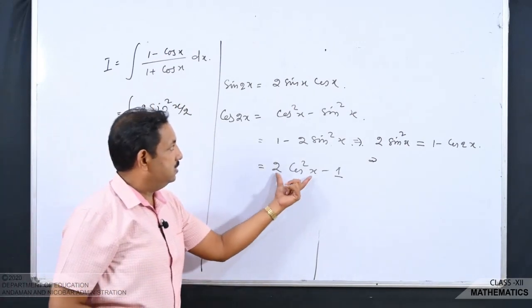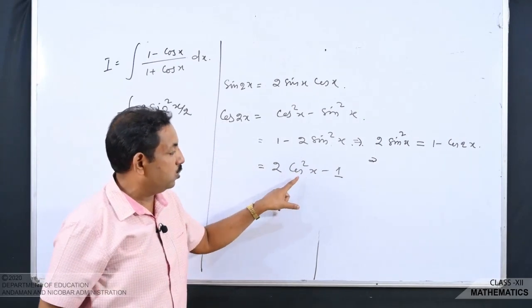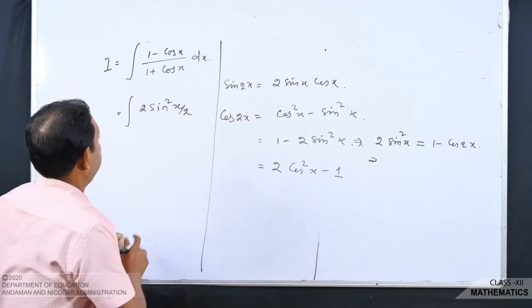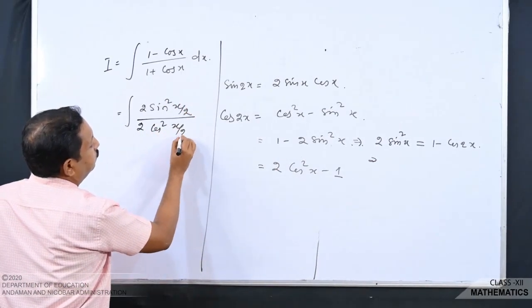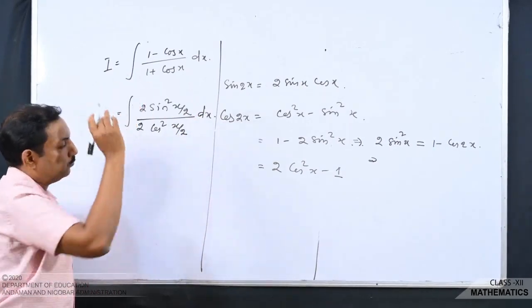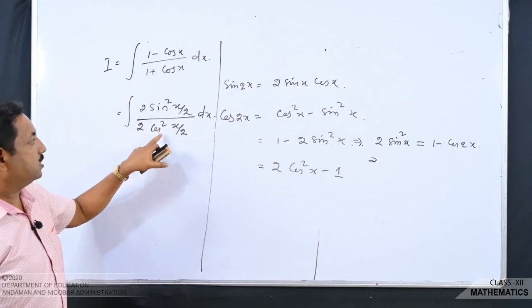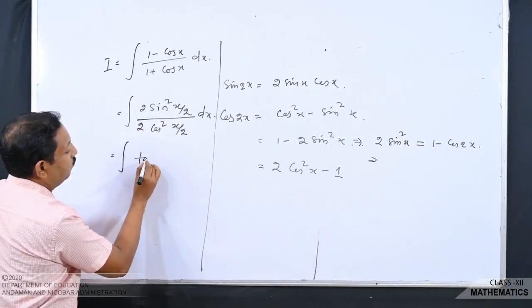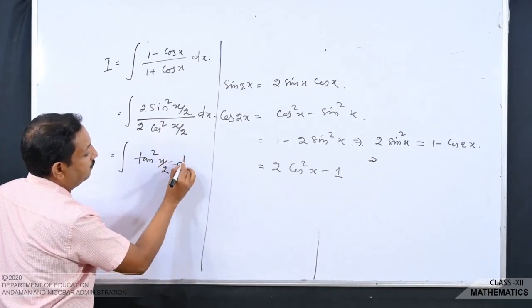By using cos 2x equal to 2 cos square x minus 1, what will you get? You will get 2 cos square x by 2, and dx is here. These two will cancel out. Sine square x by cos square x, that we all know, is nothing but tan square x by 2 dx.